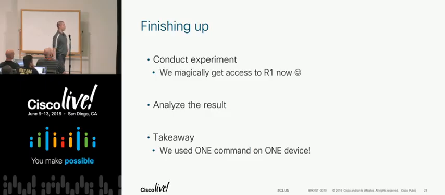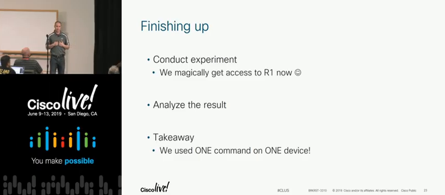So here's what we did. We conducted the experiment. Again, we don't know that changing that metric would work. That was just what we thought. We tested it, we changed it, we verified that it fixed the problem. We confirmed our hypothesis was true. So now we're done. We analyzed the result, clearly it worked.